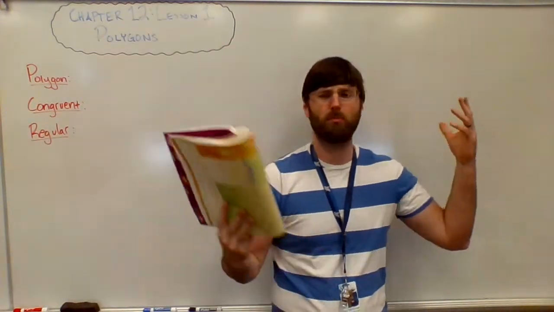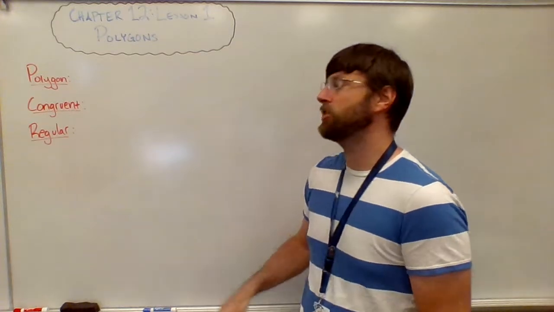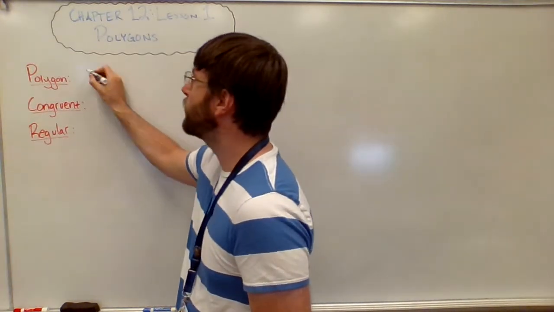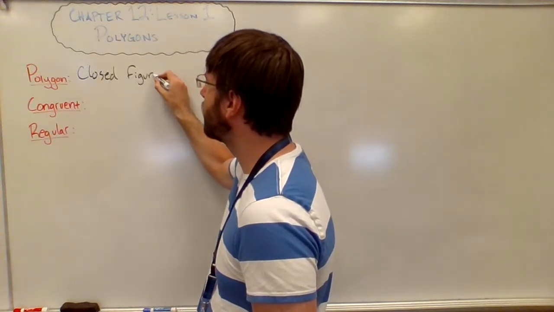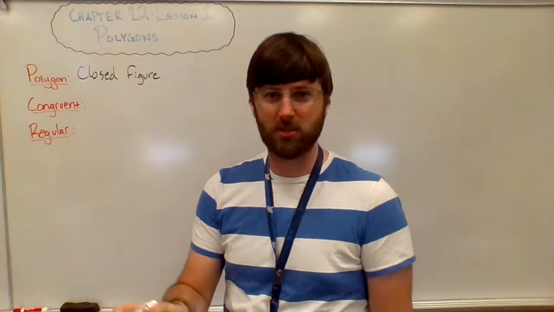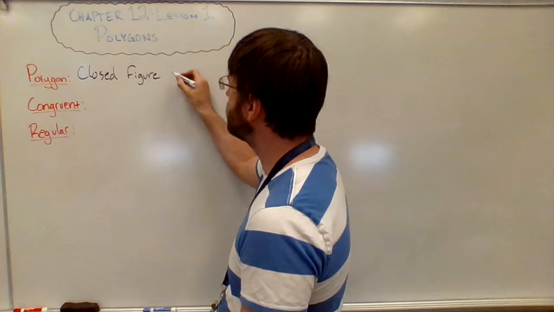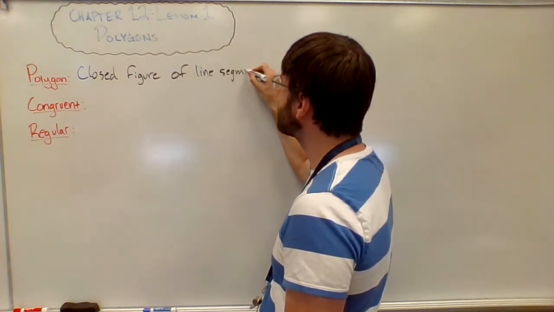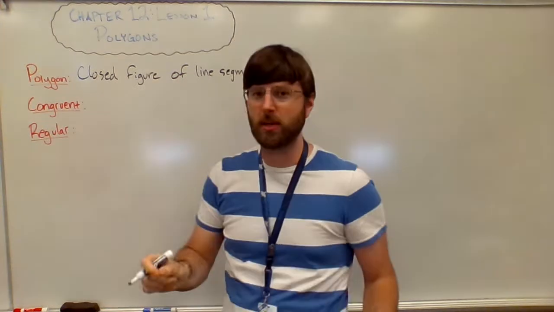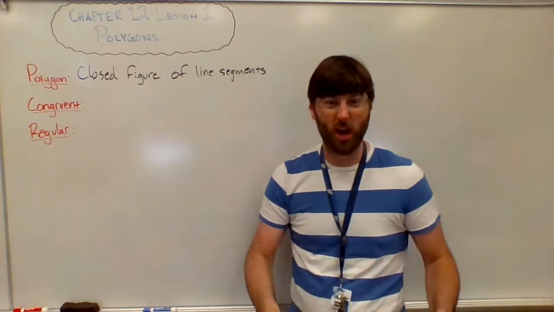So polygons, what are polygons? It says right at the top, a polygon is a closed figure made up of line segments that do not cross each other. So it's a closed figure of line segments, which basically means straight lines that don't go on forever. A line segment has 2 endpoints, a start and a stop point. And they don't cross each other.